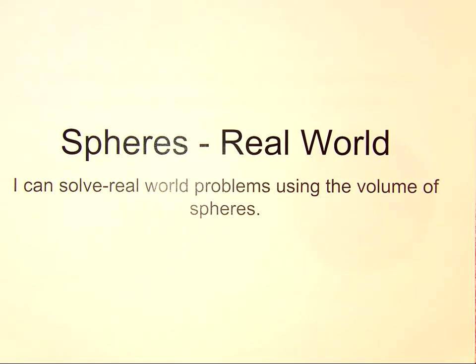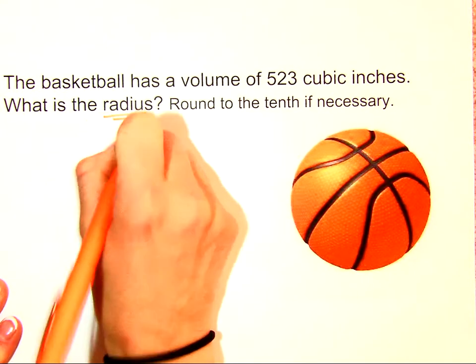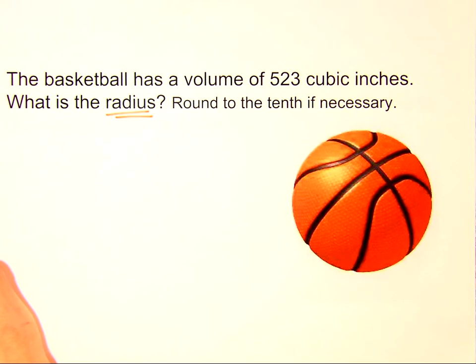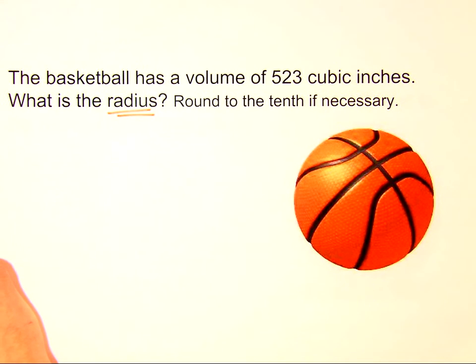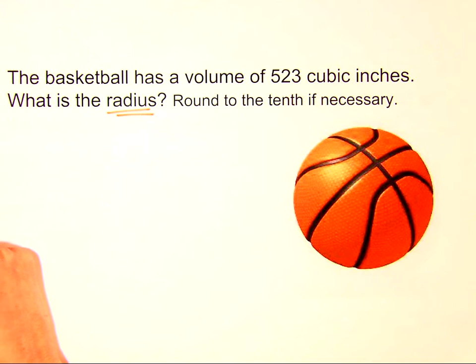Alright, so spheres, as long as you got the formula correct, are pretty basic. So now we're going to go right into real world problems. So the basketball has a volume of 523 cubic inches. What is the radius? Okay, so we're solving for the radius here. So this is not that different from when we've done cones and cylinders finding the radius. So if you feel like you can give this one a shot before me showing you an example, go ahead and pause the video and try it on your own. If not, continue to listen.